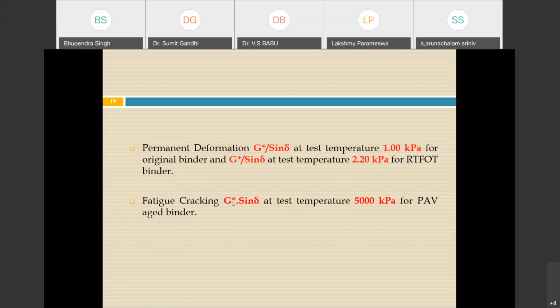Now for fatigue cracking, the parameter used is G star into sine delta, and the limiting value is 5000 kilopascal. We check at which temperature the value of G star into sine delta is lower than 5000 kilopascal, and based upon that we decide what will be our intermediate performance grade.